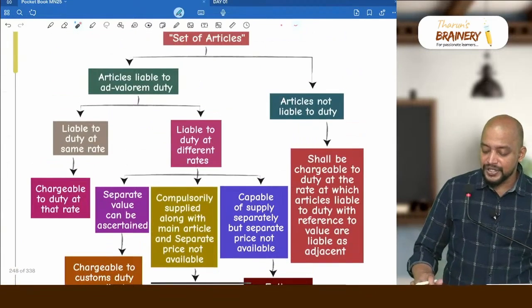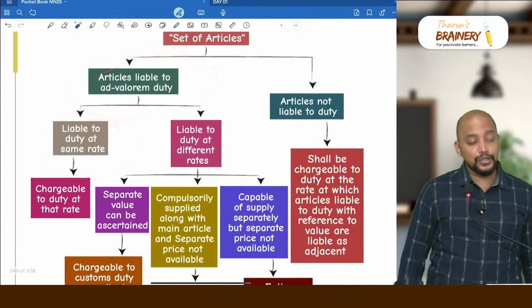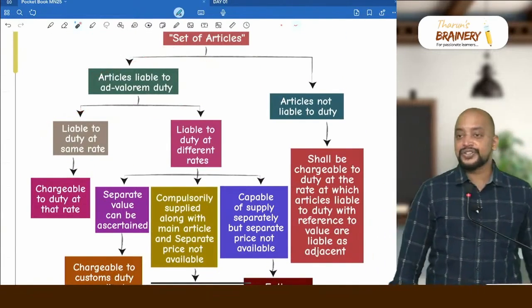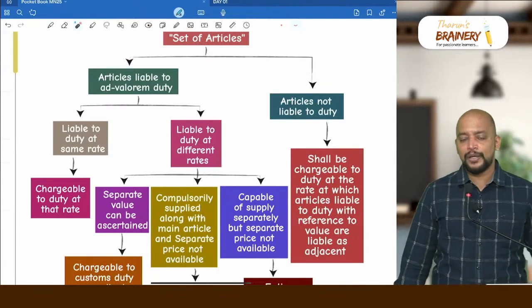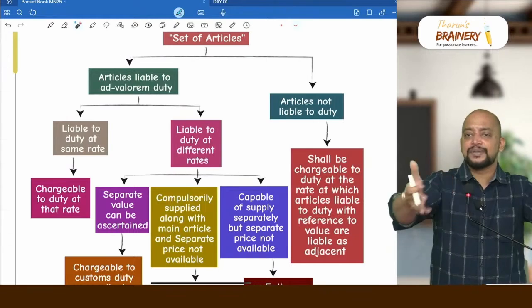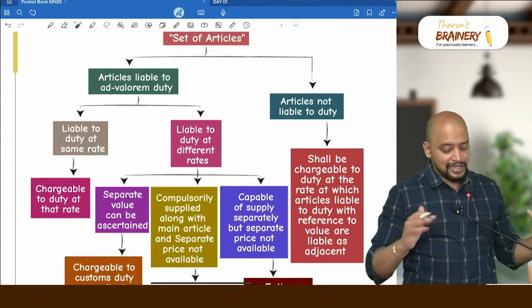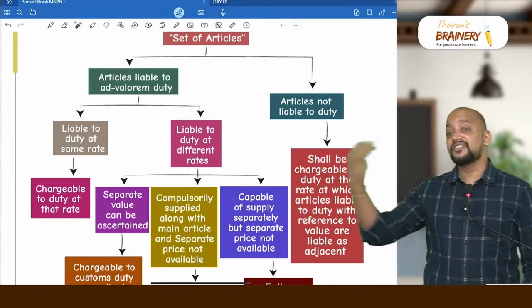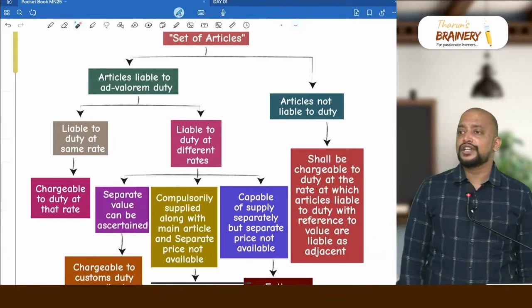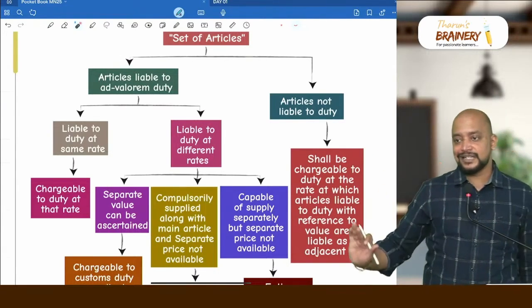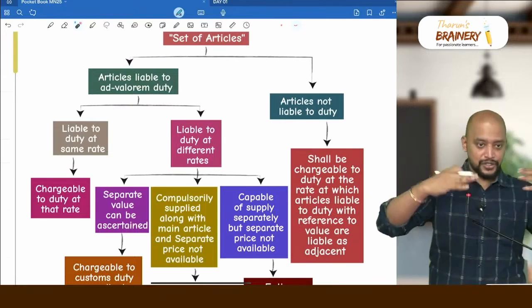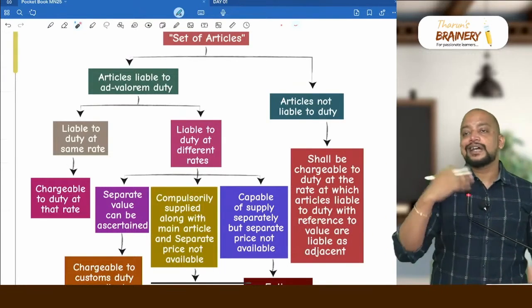And suppose it is ad valorem and it is liable to the same rate, we will pay the duty at the same rate, no issue, no problem, because all the goods are at the same rate. Say 10%, 10%, 10%, we will pay 10%. Suppose it is liable to duty at different rates, what they are telling is that you take the highest rate, but we have exceptions to this. Prima facie, the highest rate, but there are some exceptions.